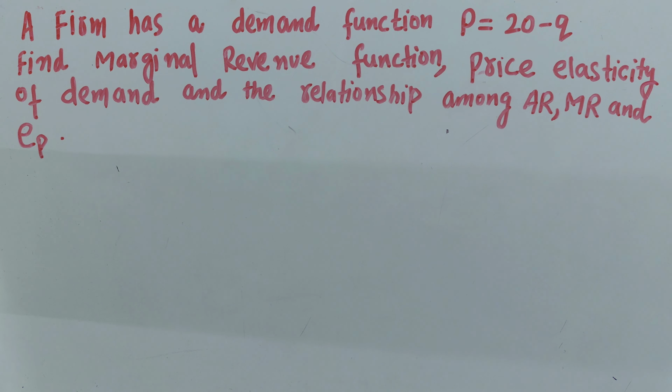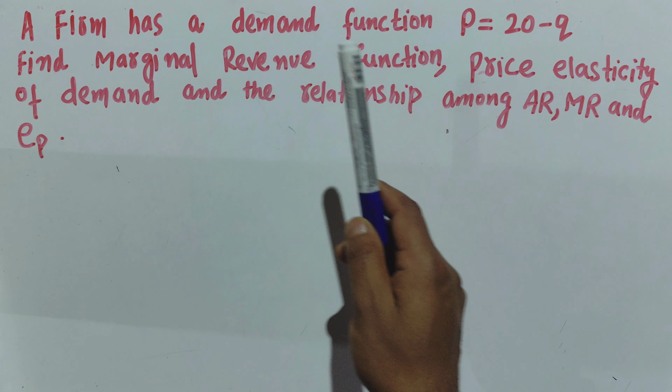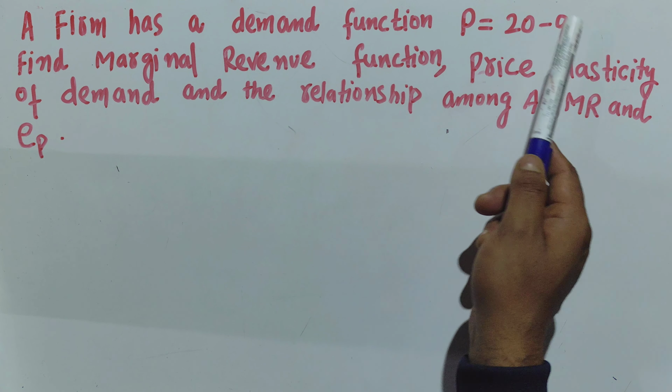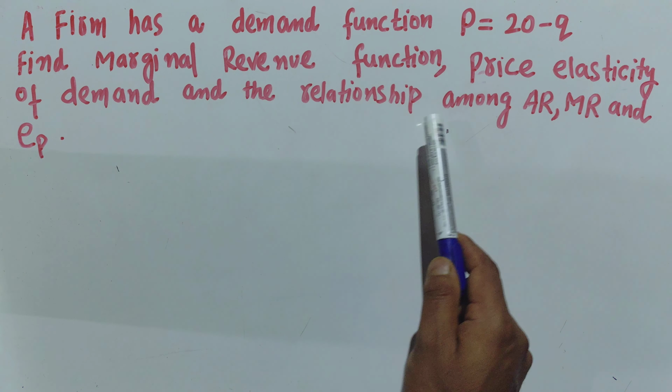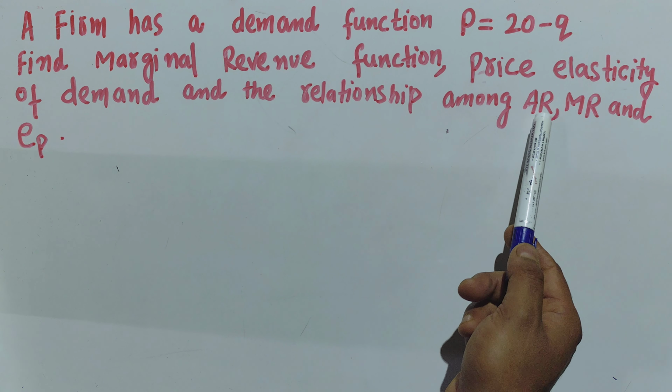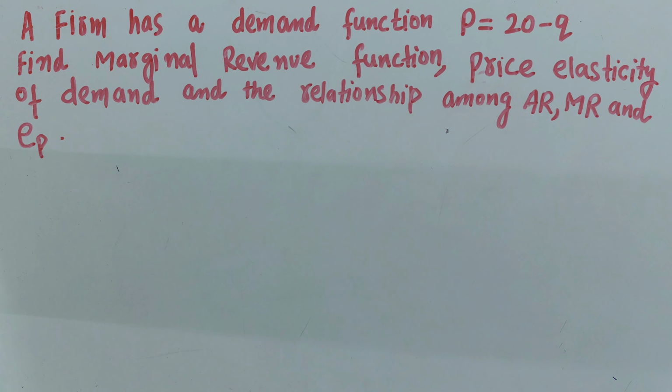In this video, we will learn how to find out the price elasticity of demand and the relationship among average revenue, marginal revenue, and price elasticity. The question is, a firm has a demand function P is equal to 20 minus Q. P is the price, Q is the quantity. Find marginal revenue function, price elasticity of demand, and the relationship among average revenue, marginal revenue, and the price elasticity.